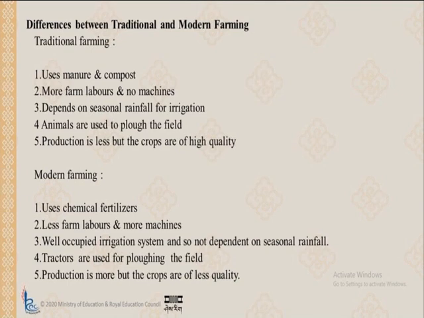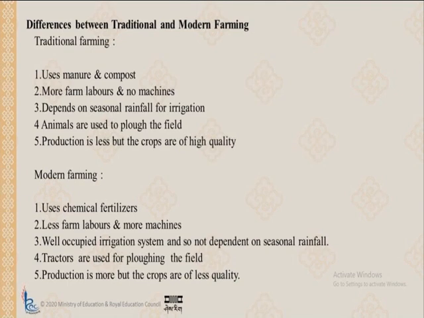So here I have a few differences. In traditional farming, the farmer uses manure and compost, whereas in modern farming, the farmer uses chemical fertilizers. In traditional farming, farmers need more laborers because they don't use machines for cultivation, whereas in modern farming, laborers are needed in a minimal number, as they use more machines.